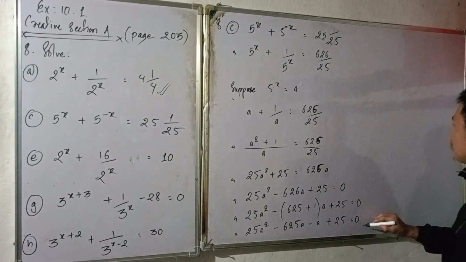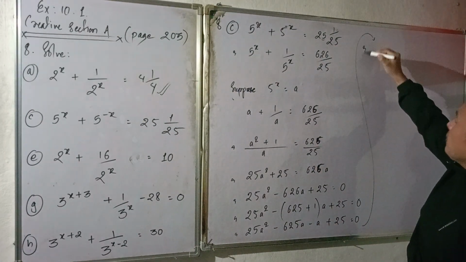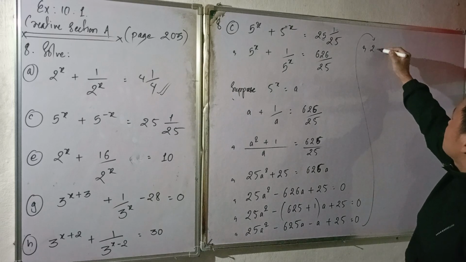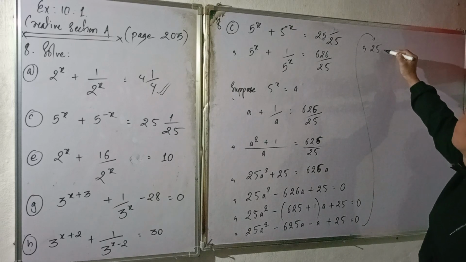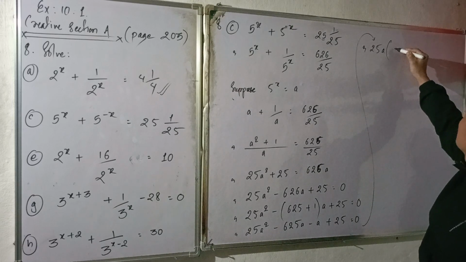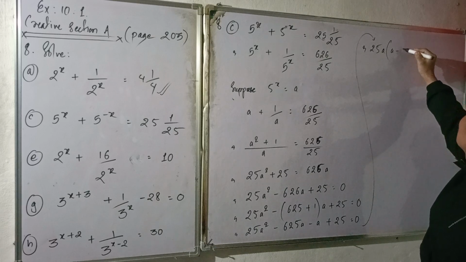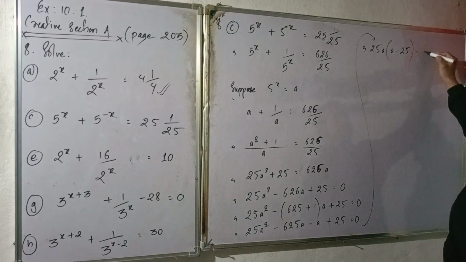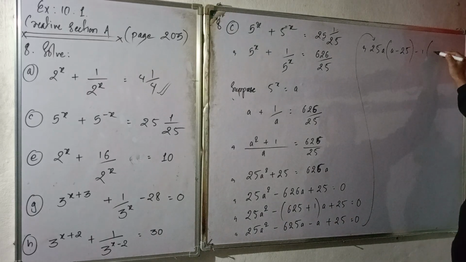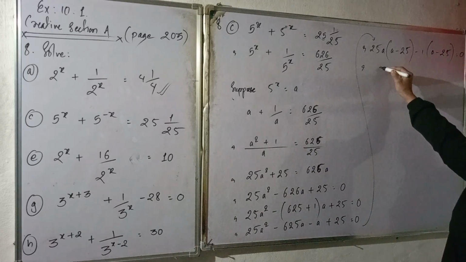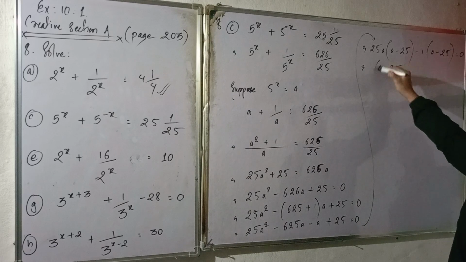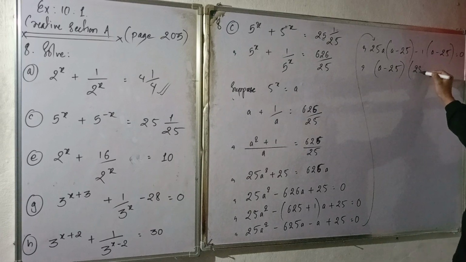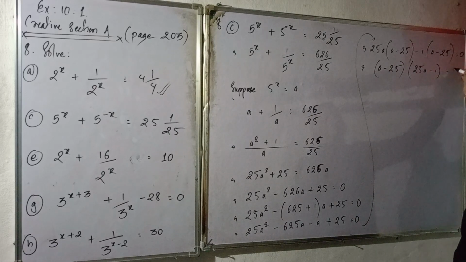Now you just take the common here. The first will be 25a minus 25, and here will be minus 1 common. If you take minus 1 common, then inside the bracket that will be a minus 25 equals to 0. Now a minus 25, another will be 25a minus 1 equals to 0.